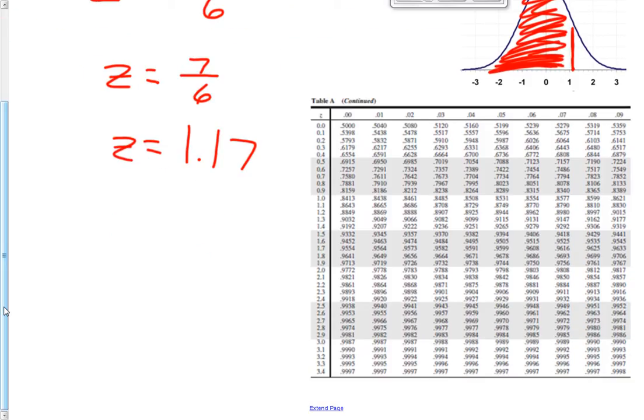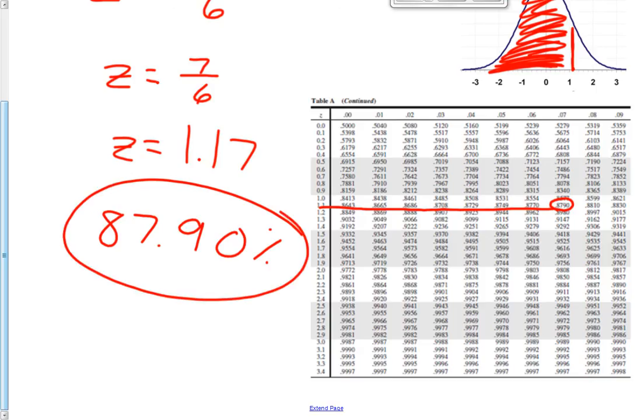So 1.17 is 87.90. 87.90% of the data fall less than 1.17 standard deviations from the mean.